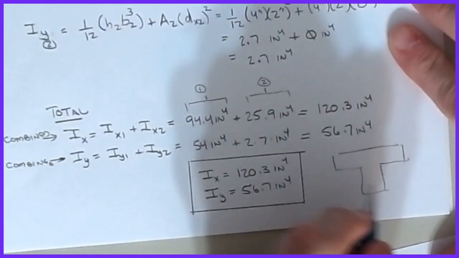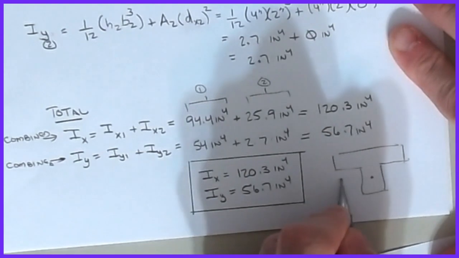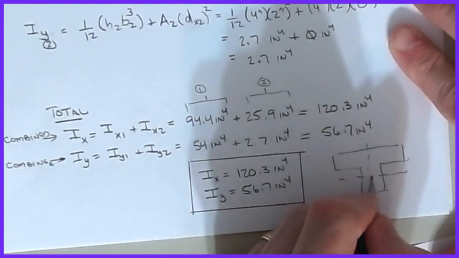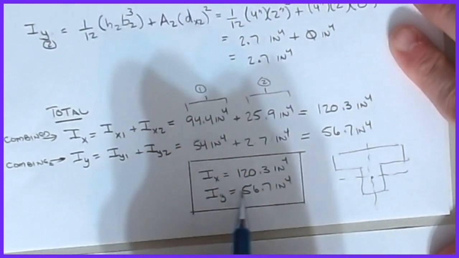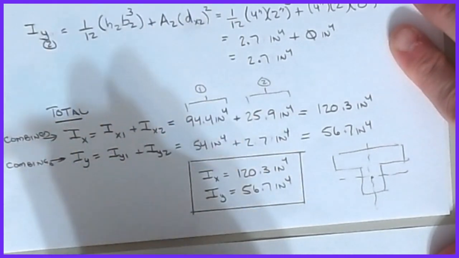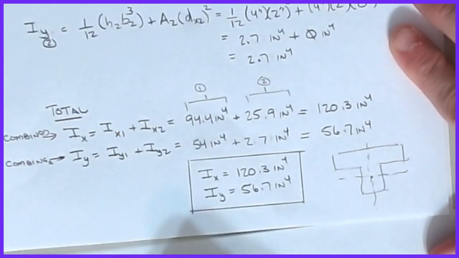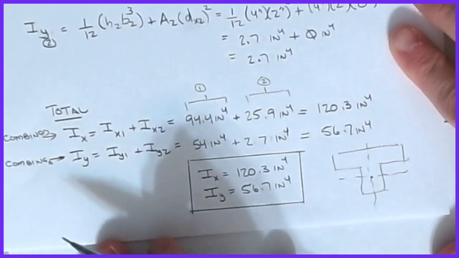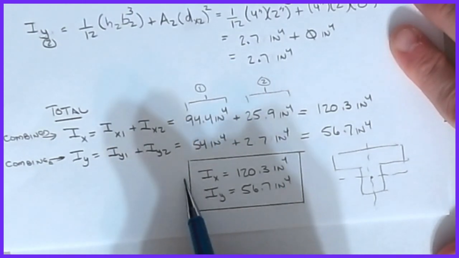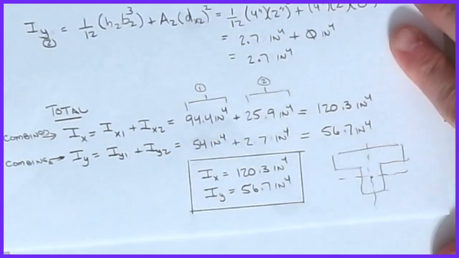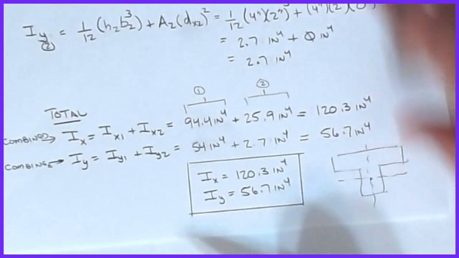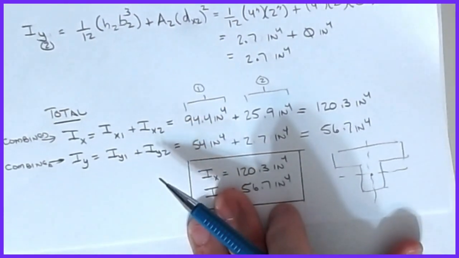of our T-beam relative to its own centroidal bending axis. And from this, you could go on and do your calculations for stresses and strains and deflections and what have you at this point. But this becomes a critical value, the second moment of area. And so the parallel axis theorem is very useful for that.